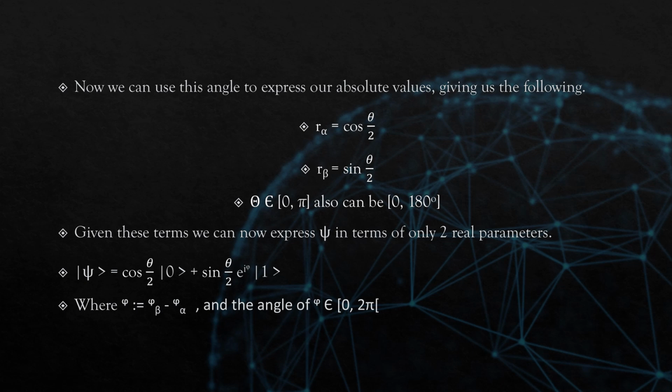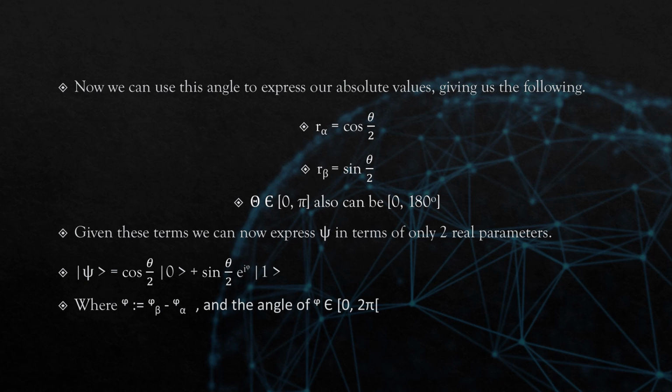Given these terms, we can now express phi in terms of two real parameters, giving us phi is equal to cos theta on 2, state 0, plus sine theta on 2 times e to the i psi base state 1, where psi is equal to the difference psi beta minus psi alpha, and the angle of psi is an element of either 0 to 2 pi, but not including 2 pi because that is basically 0.